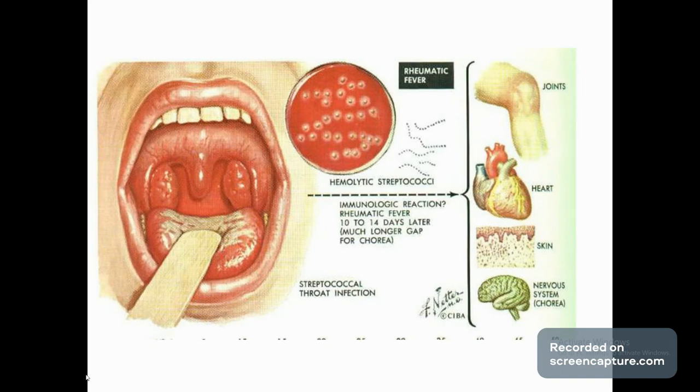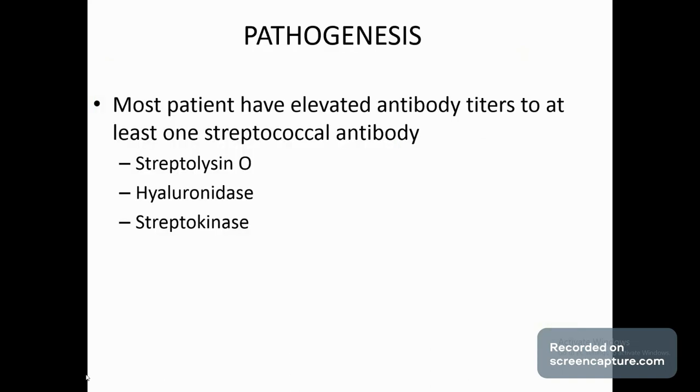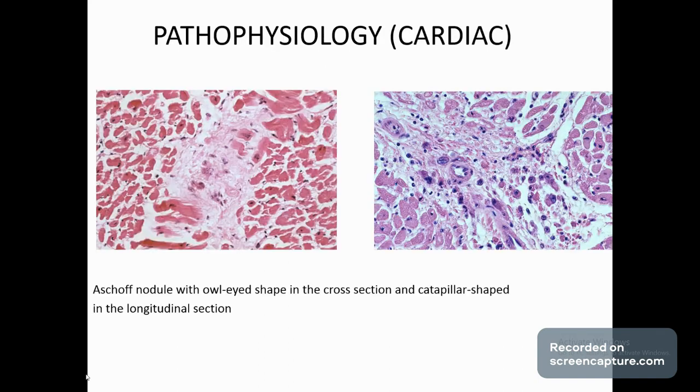It is a delayed reaction. I already said it is a delayed type of reaction. The clinical features of the heart disease will come after many years. These are the antigens which are written here: O antigens, hyaluronidase, streptokinase, DNAse, etc. There are four more.